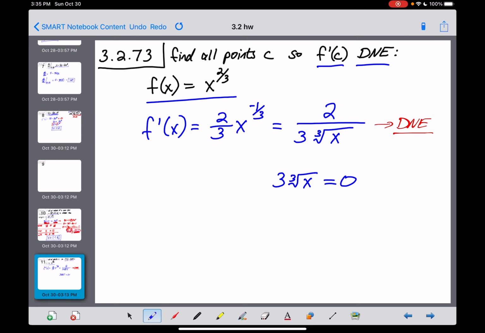So forget the 2. I just need to solve this equation right here. And I think you guys can see pretty quickly, I would divide out the 3, still get 0 on the right, cube both sides, and we would end up with x equals 0 as the only value right here. Now, I realize, guys, it says find all points c, so I probably should have replaced that x with a c right here and said, okay, c equals 0, but obviously, that's the point here.